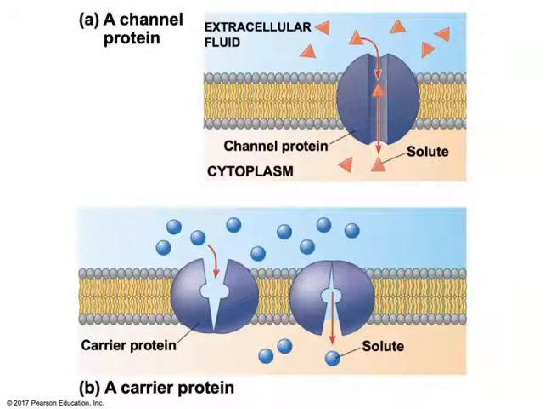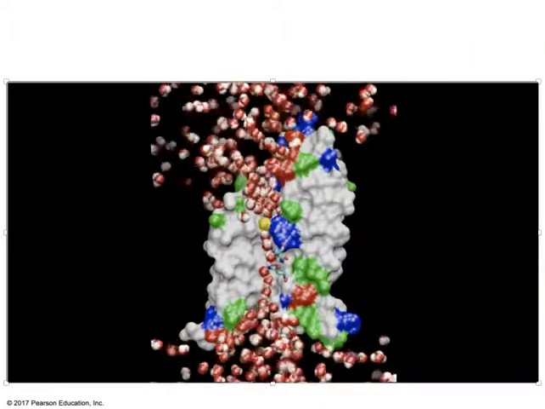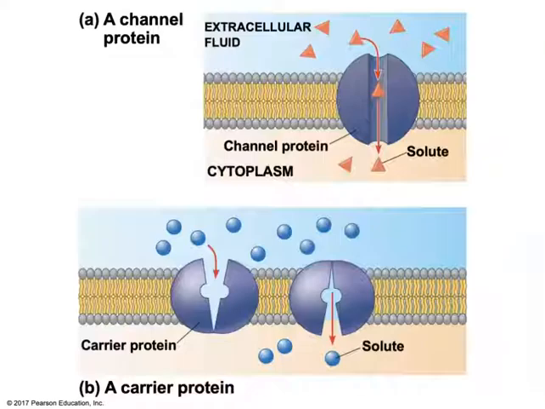One very specialized type of channel protein is called an aquaporin, which greatly facilitates the passage of water molecules. Carrier proteins bind to molecules and change shape to shuttle them across the membrane. Whether it is a channel or a carrier protein, all transport proteins are specific for the substance that they move.